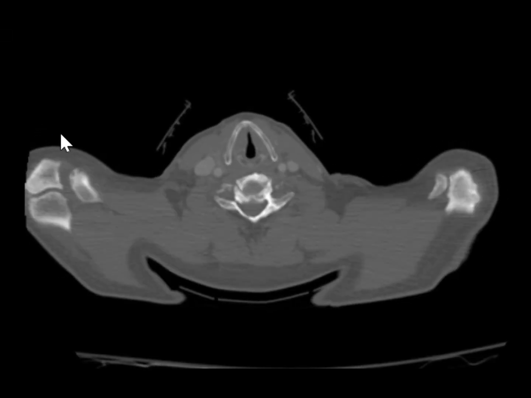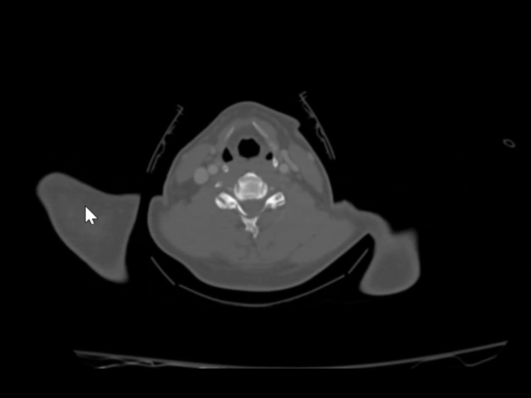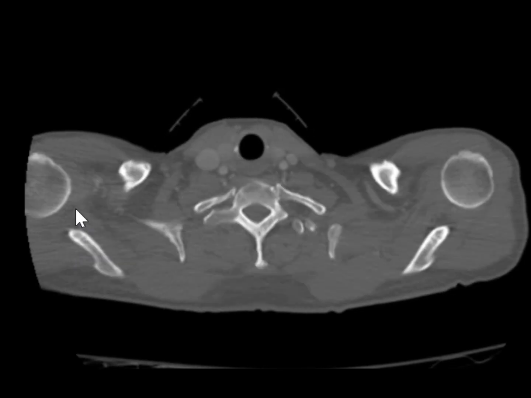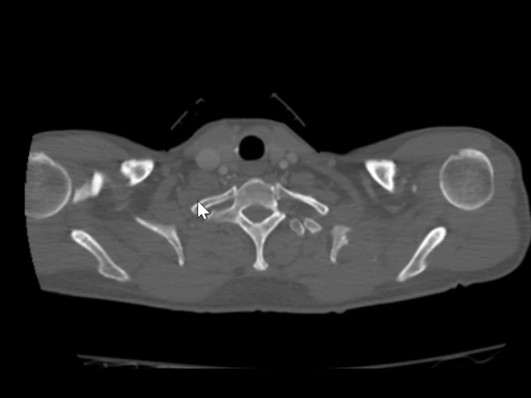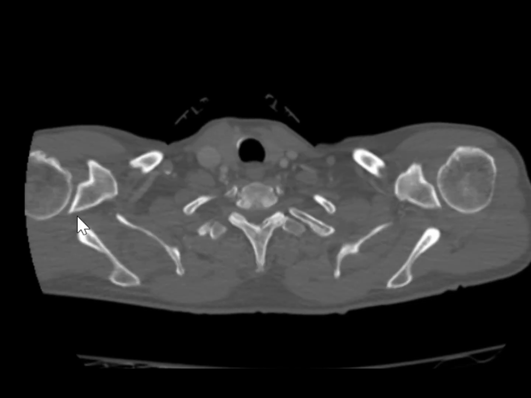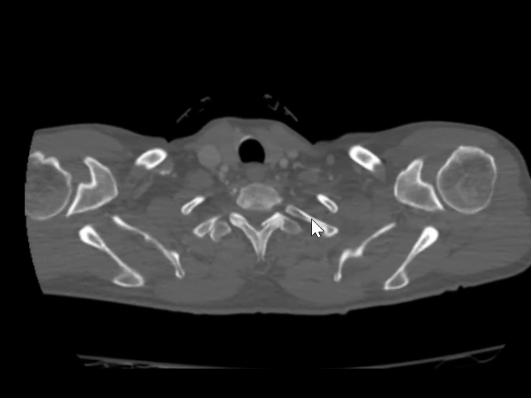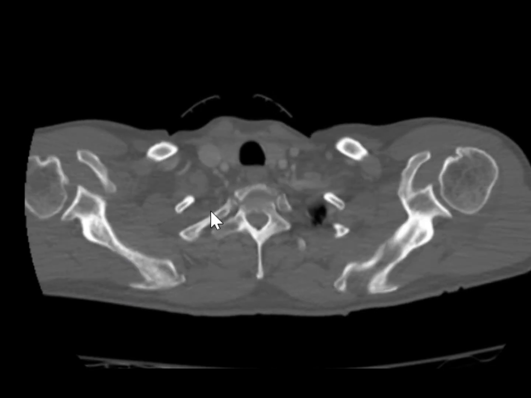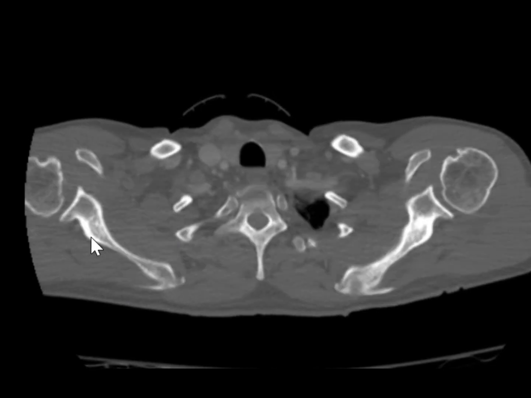Starting from the neck, the first rib will appear here. This is the first rib, okay? So let's see the first rib of the other. The first rib is normal here on the right side. The second rib will appear, okay? Let's see the second rib here. The second rib is normal, okay?